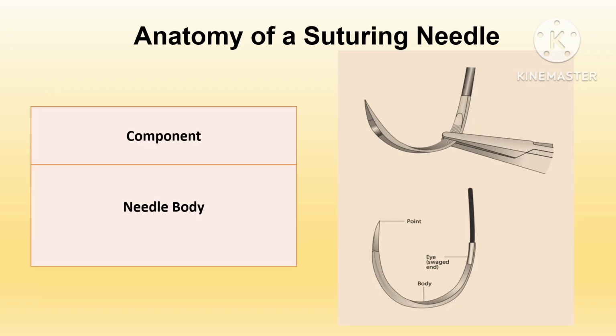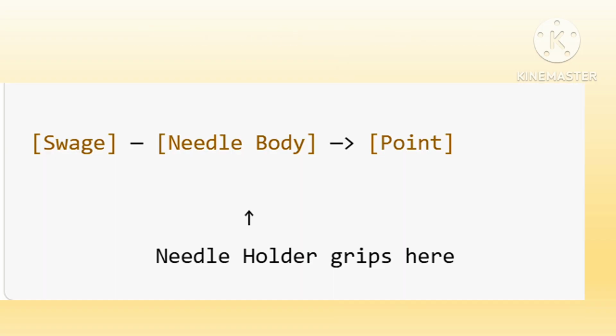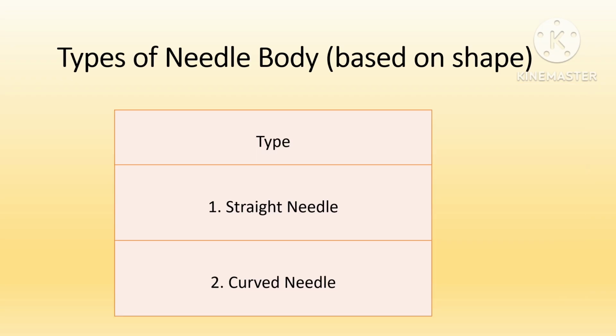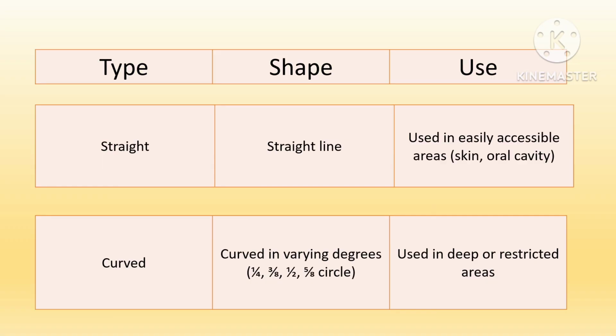The needle body is the widest portion of the needle. It is also called the grasping area or the gripping area. It is held by a needle holder and provides strength and control. On the basis of the shape of the needle body, it may be straight or curved. A straight needle is like a sewing machine needle. It is used in easily accessible areas, and a curved needle is used in deep or restricted areas.